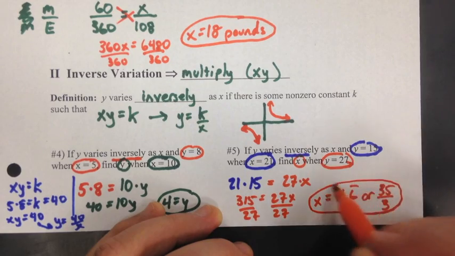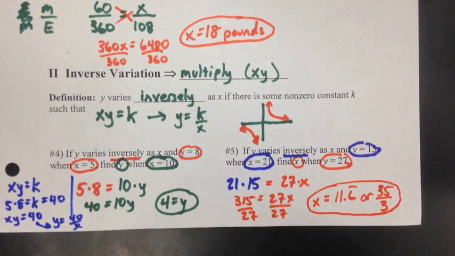So that would be an inverse variation problem. Okay, so that's the end of part 1. That's the front of the notes. Go ahead and turn them on the back, and we'll start part 2.